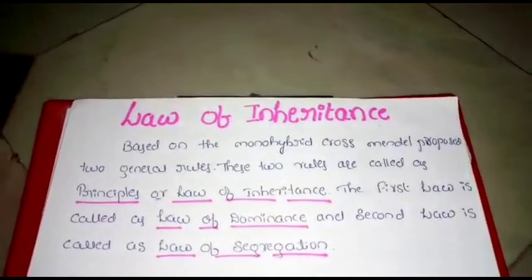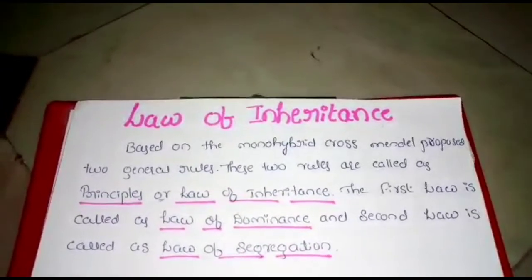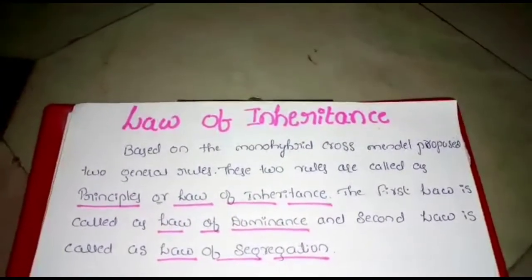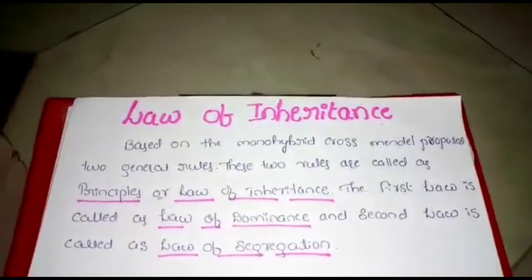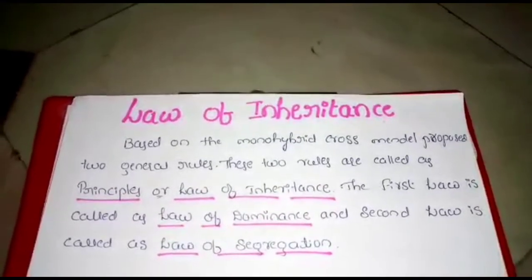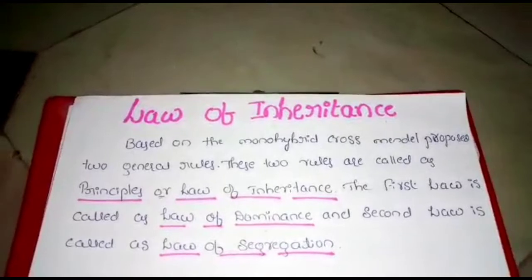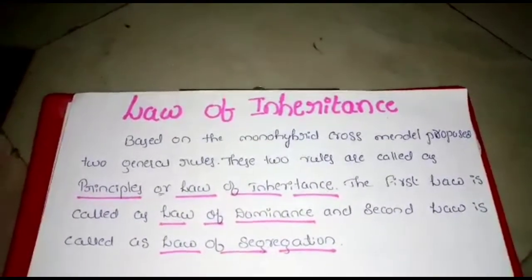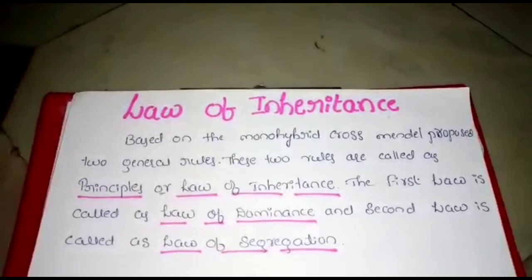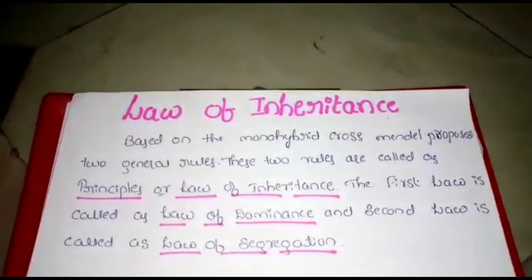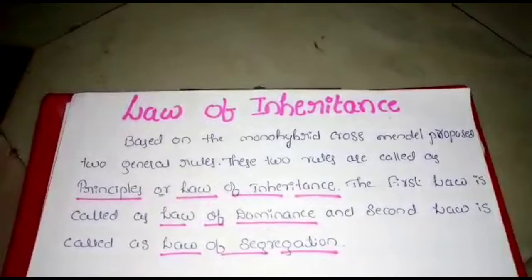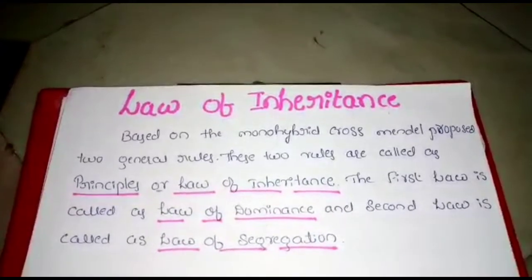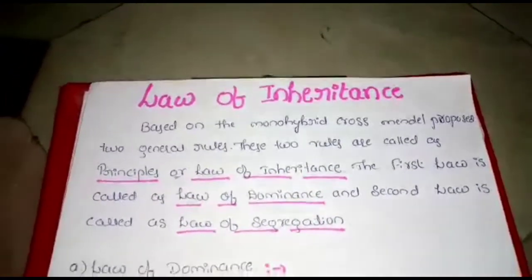Already I explained the monohybrid cross, or inheritance of genes. On the basis of the inheritance of genes in the monohybrid cross, Mendel expressed two laws. Such laws are called the laws of inheritance, or principles of inheritance. Here you have to consider two general rules, called the first law and the second law. The first law is called the law of dominance and the second law is called the law of segregation.